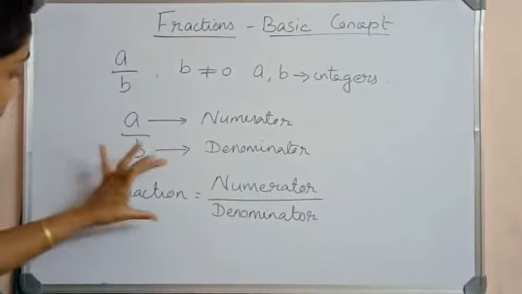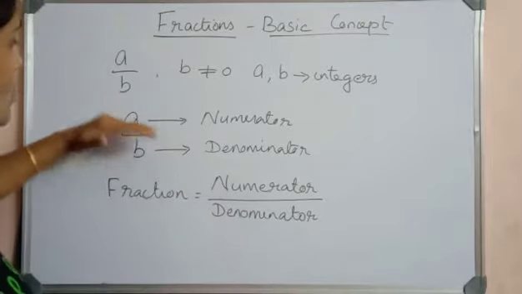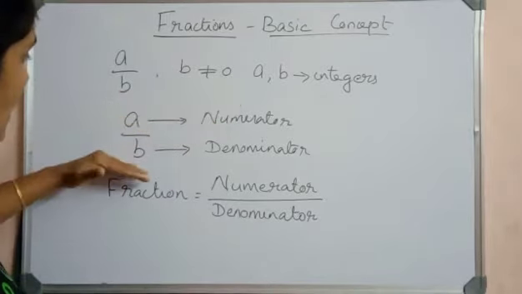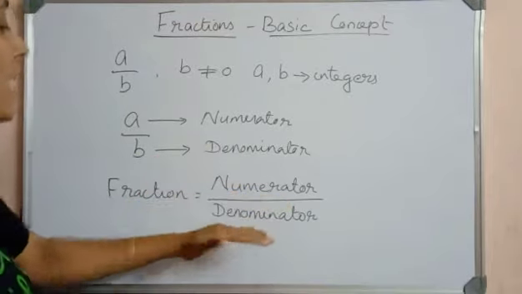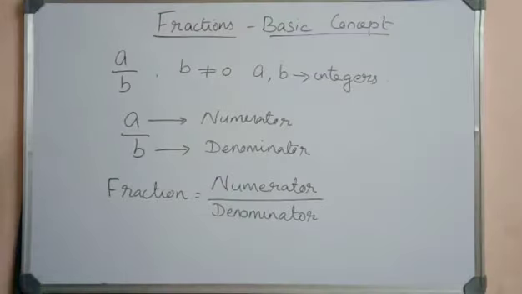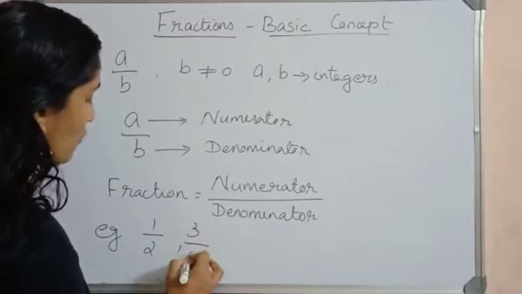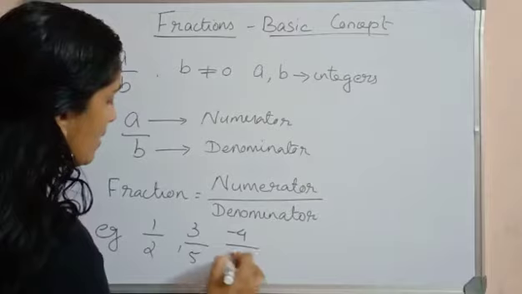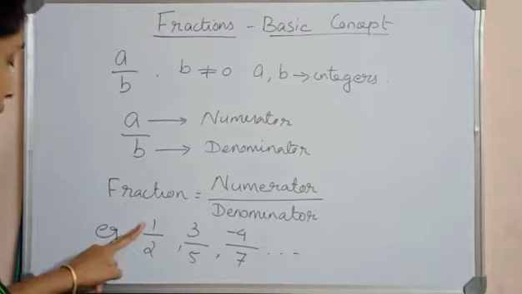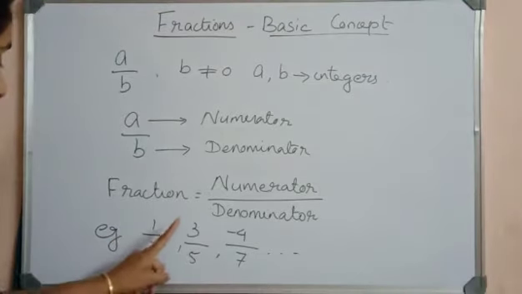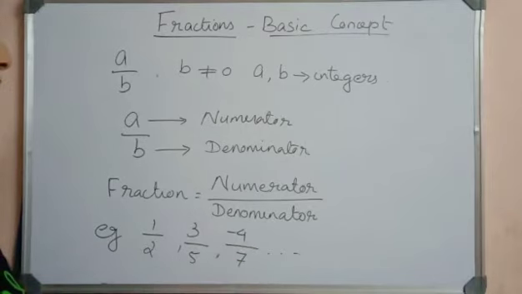So, a fraction is equal to numerator by denominator. The number above the line is the numerator and the number below the line is the denominator. Some examples of fractions are 1 by 2, 3 by 5, minus 4 by 7, etc. Here 1 is the numerator, 2 is the denominator. Here 3 and 4 are the numerators, 5 and 7 are the denominators.